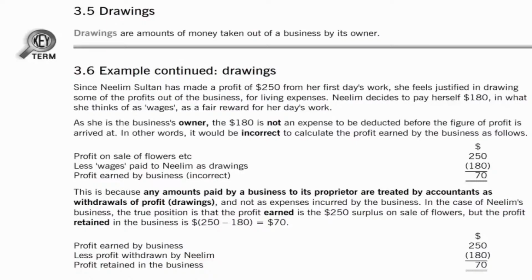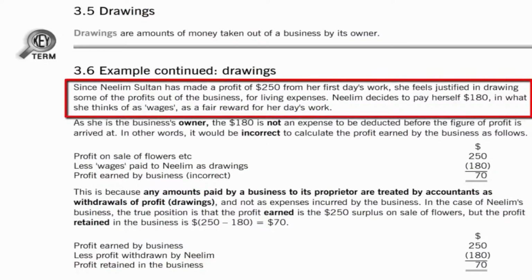Step 1. Neelam Sultan decides to make a withdrawal. Let's look at what happened. Neelam Sultan earned a profit of $250 on her first day of business from selling flowers and other items. Feeling pleased with her day's work, she decides to take $180 out of the business to cover her living expenses.